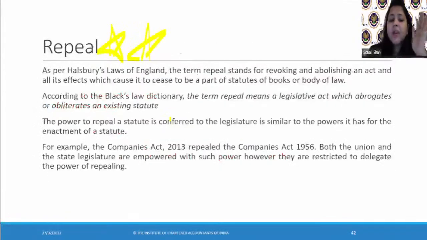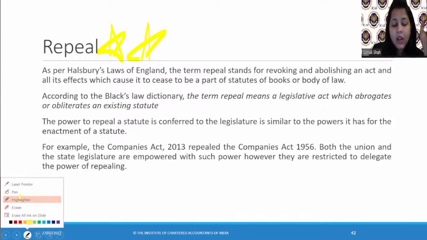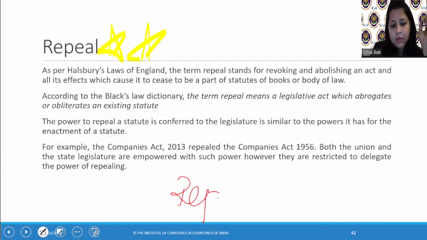So there is a difference between repeal and deletion. If a particular provision is deleted or omitted, it stops from existence from the day it has been deleted. For the past, it will remain as such. But when a provision is repealed, when an enactment is repealed, when a law is repealed, it is deemed as if it never existed. So there is a difference between repeal and deletion or omission. Repeal and deletion are two different concepts. Is that clear?